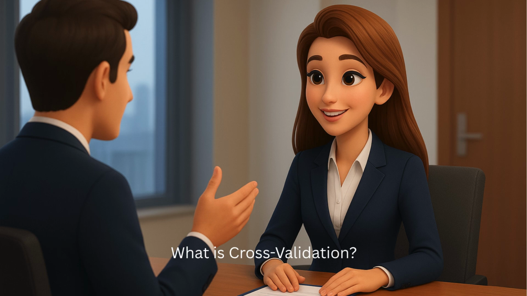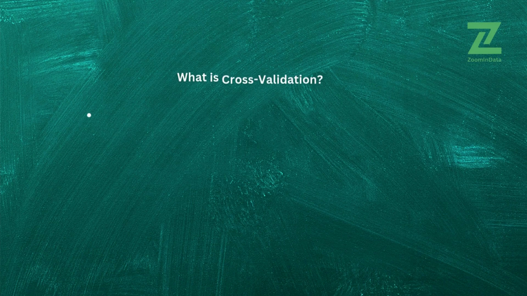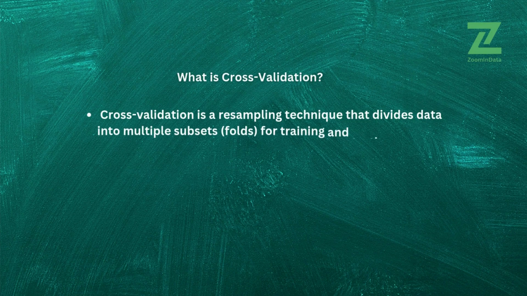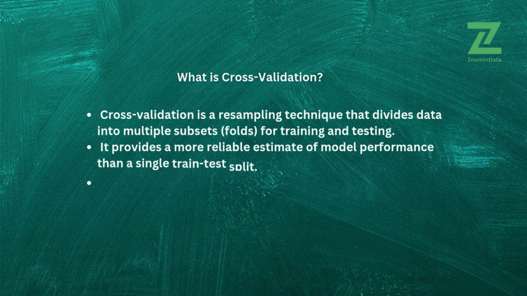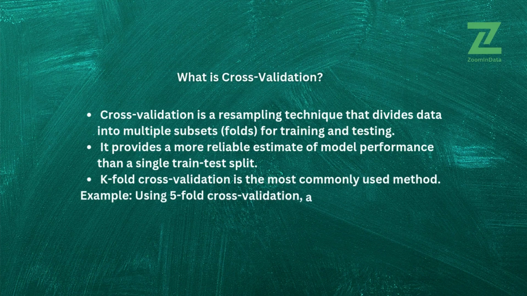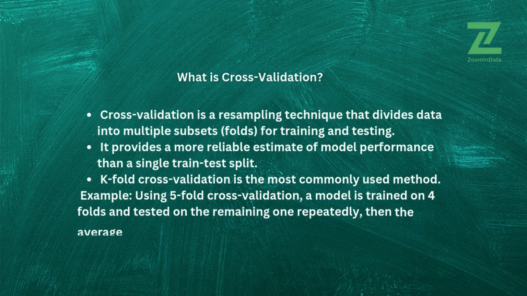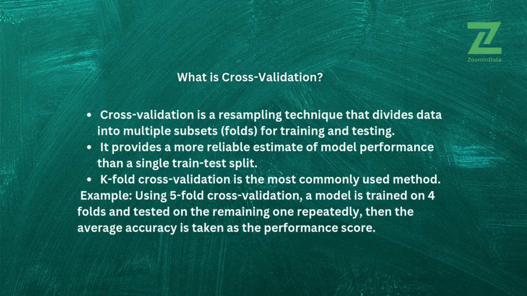What is cross-validation? Cross-validation is a resampling technique that divides data into multiple subsets, folds, for training and testing. It provides a more reliable estimate of model performance than a single train test split. K-fold cross-validation is the most commonly used method. Example: using 5-fold cross-validation, a model is trained on 4 folds and tested on the remaining 1 repeatedly, then the average accuracy is taken as the performance score.